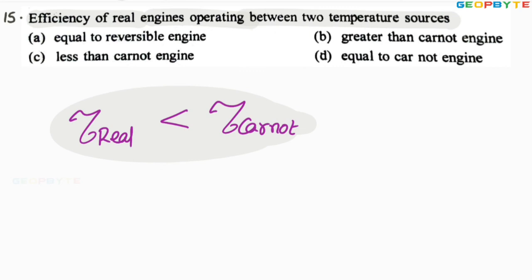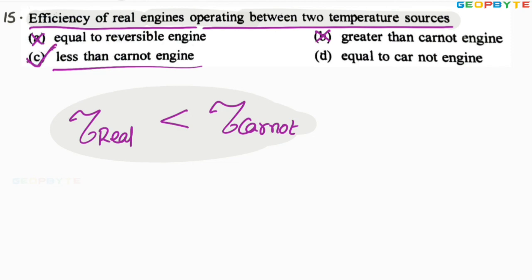So look at the options. Let me read the problem once again. Efficiency of real engines operating between two temperature sources equal to reversible engines? No. Greater than? No. Less than Carnot engine? Absolutely correct. Option C is absolutely correct.